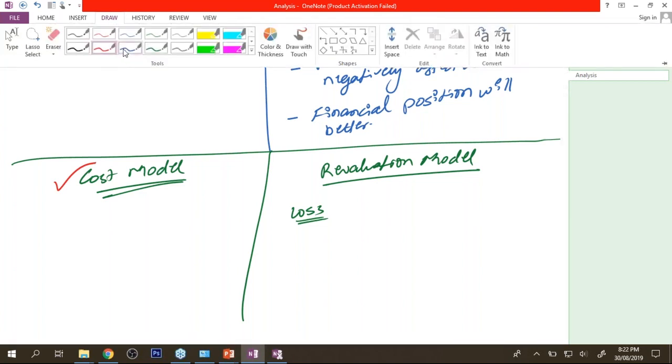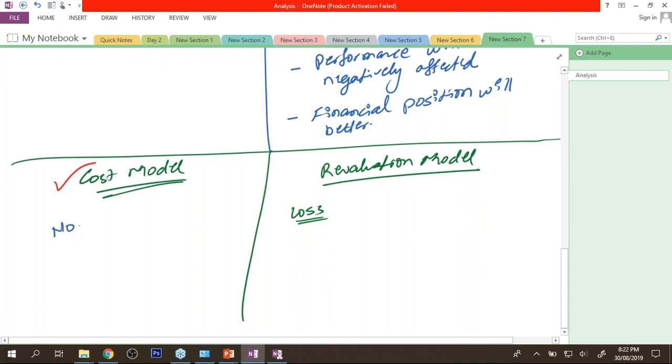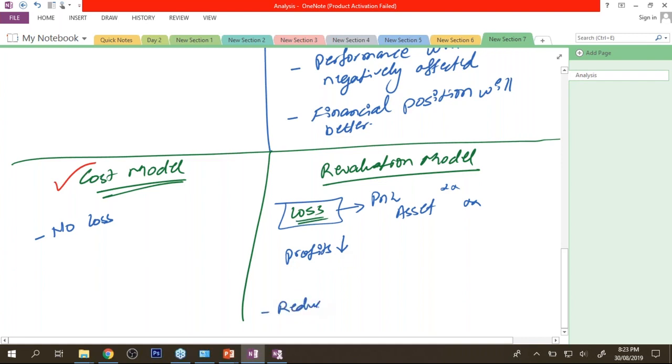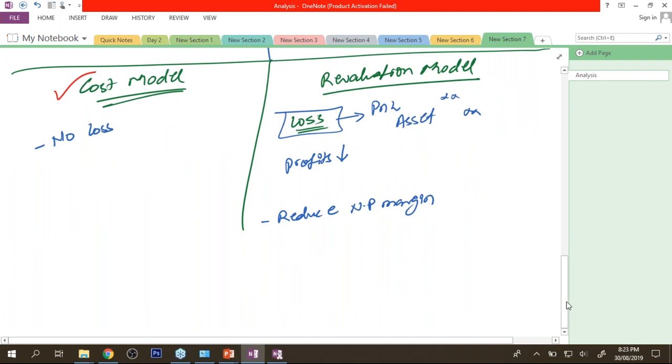Why? Because in case of the cost model, we are recording no loss. We are simply ignoring the fair value movement. But in case of the revaluation model, the loss will be recorded as P&L debit and asset credit. So P&L debit means the profits will be reduced. So because the profits will be reduced, this is going to reduce the profitability margins, such as the net profit margin. So as compared to the cost model, the net profit margin will be lesser in case of the revaluation model.